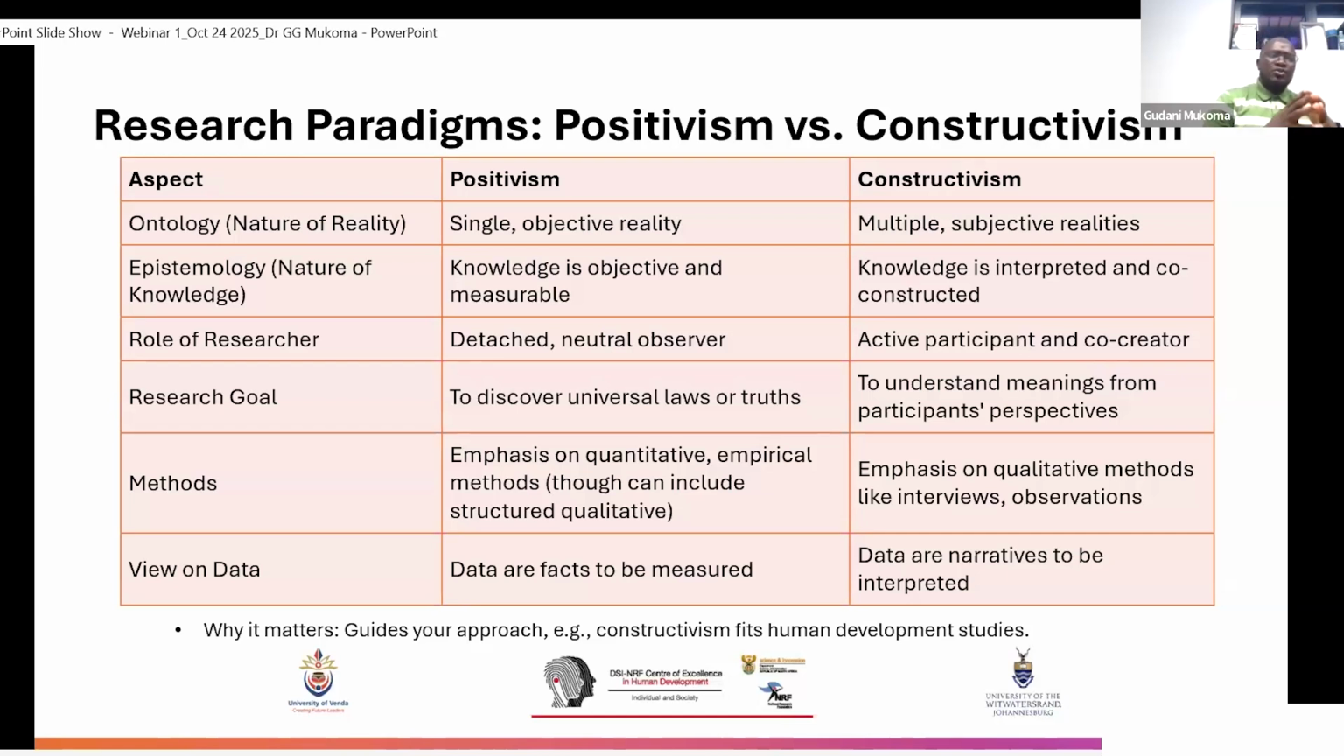is happening. To start off, I will begin with the first aspect, and that is ontology, or the nature of reality. If we are to look at the paradigms, we have two of them. The first one is positivism, and the second one is constructivism. When we talk of ontology or nature of reality, positivism is where we are only focusing on a single or objective reality.